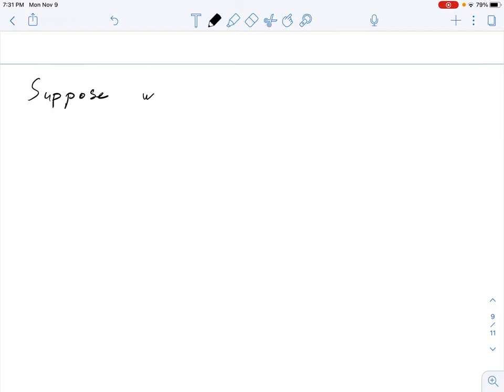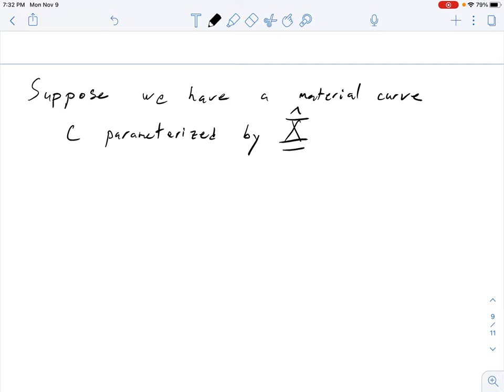So suppose we have a material curve C, and we'll parameterize it by a point function of a scalar variable lambda. So our parameterization function we'll call x hat of lambda, and C is the image under this parameterization function of the closed interval from lambda naught to lambda 1. And let's consider a point x in the reference body along this line at some lambda in that interval.